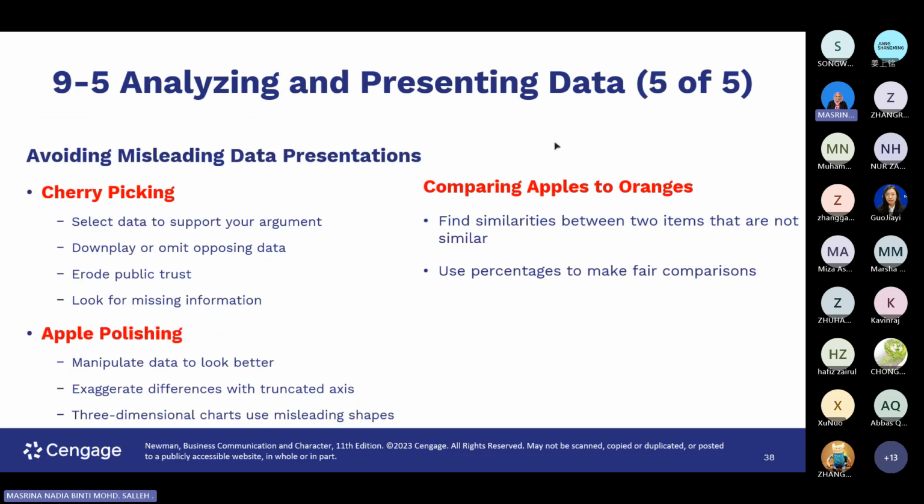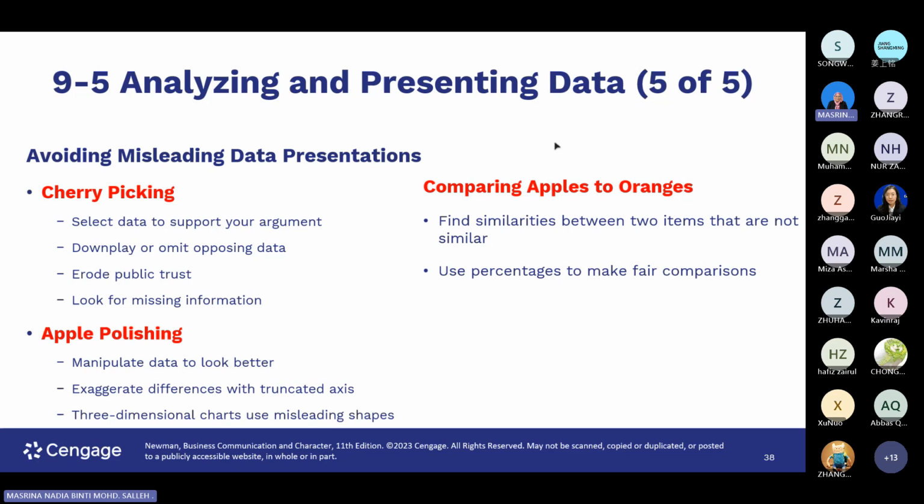Please make sure that you avoid misleading data presentations. Some of us will tend to do what we call cherry picking. Cherry picking means you only select data that supports your arguments. This is wrong, because you might mislead with the data. Then there is comparing apples to oranges. This is what I always mention in class: when we do comparisons, we have to compare apples to apples. We cannot compare things that are totally different.